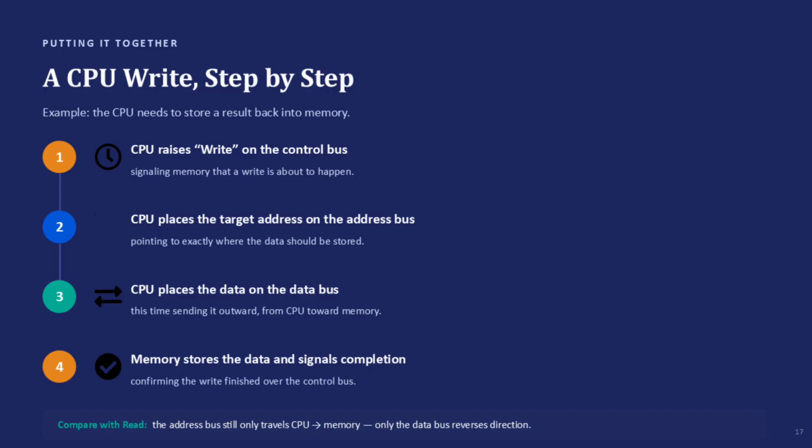In Step 3, the CPU places the data on the data bus. Now comes the major difference between a read and a write operation. During a write operation, the CPU itself places the data onto the data bus. The information now travels from the CPU towards memory. The data bus is still carrying the actual information, only the direction has changed. Memory stores the data. Memory receives the incoming information. It stores the data at the address specified earlier.